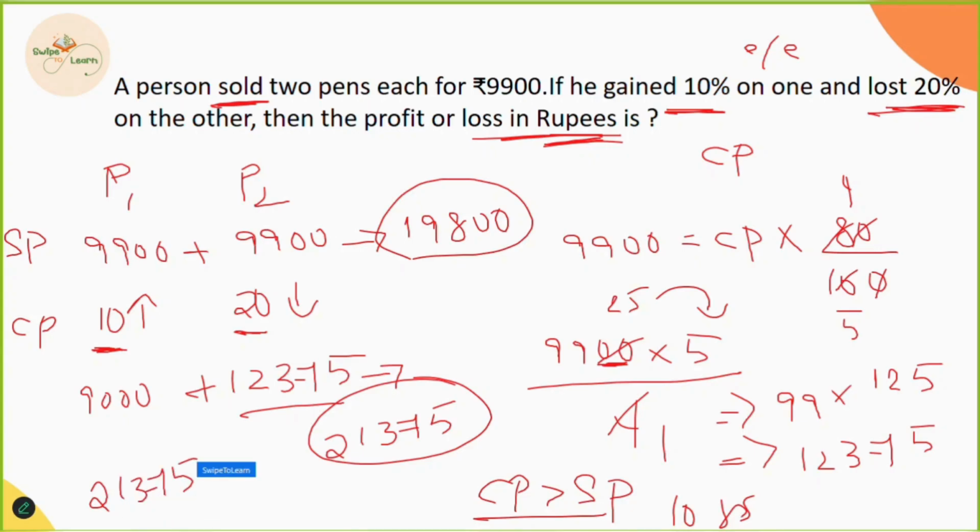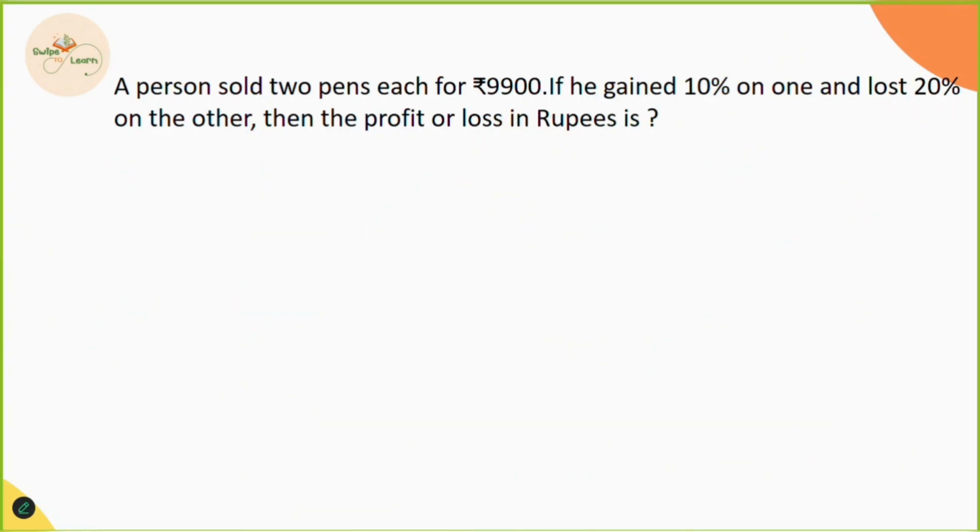We know that there is a loss. To calculate the loss, we simply subtract SP from CP: 21,375 minus 19,800, which is equal to 1,575. So this is the loss in rupees. For this question, there is a loss and the loss in rupees is 1,575. When different profit and different loss are given, we solve the problem by calculating the CPs and SP, and based on the total amount, we determine whether it is profit or loss. When the same profit and same loss are given, we calculate using the formula X square divided by 100. So these are the different models we can see in profit and loss questions.